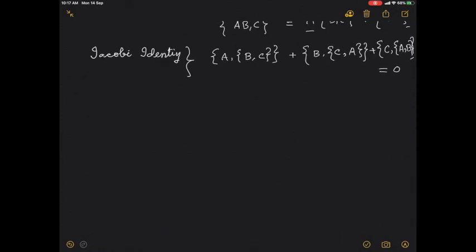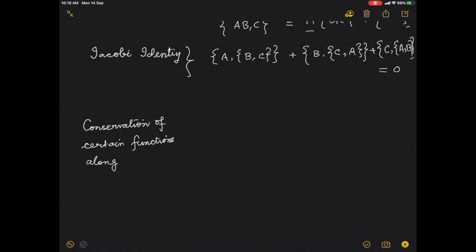There is some usefulness of the Poisson bracket, which has to do with conservation of certain functions along the trajectory. Or so to say, that the conserved quantities along the trajectory follow certain rules.